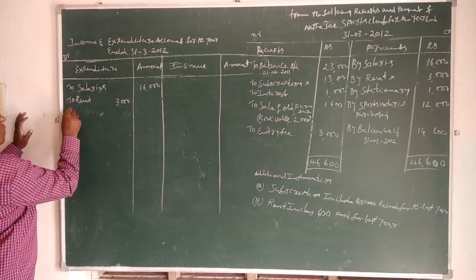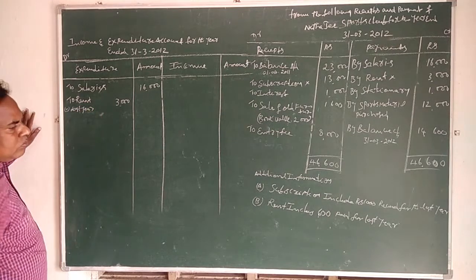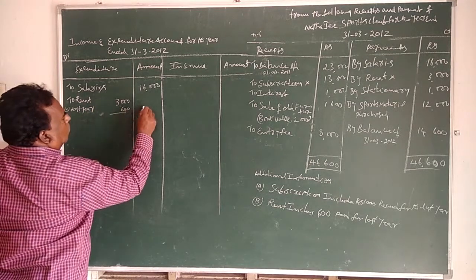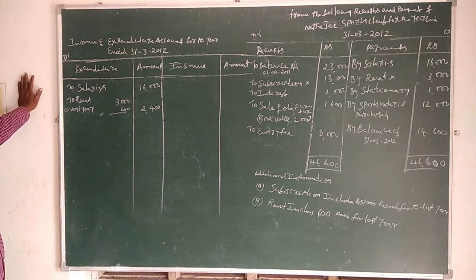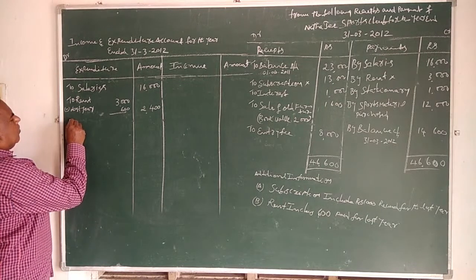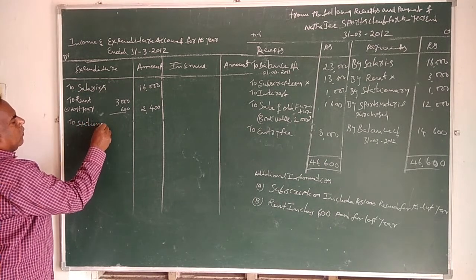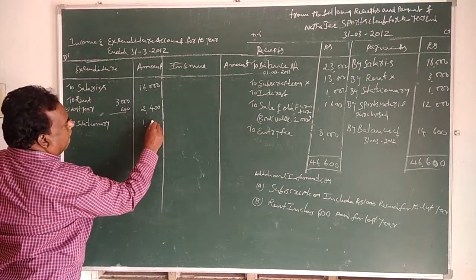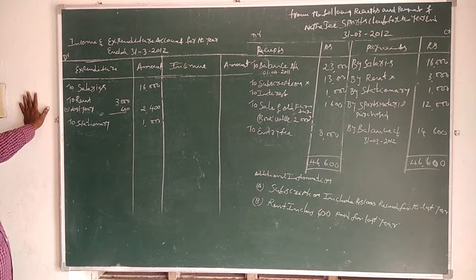Minus last year 600. Outer column 2,400. Next, stationery. To stationery 1,000. No adjustment. Next, sports material purchase, it is capital expenditure. It is recorded in the balance sheet of the non-profit organization.